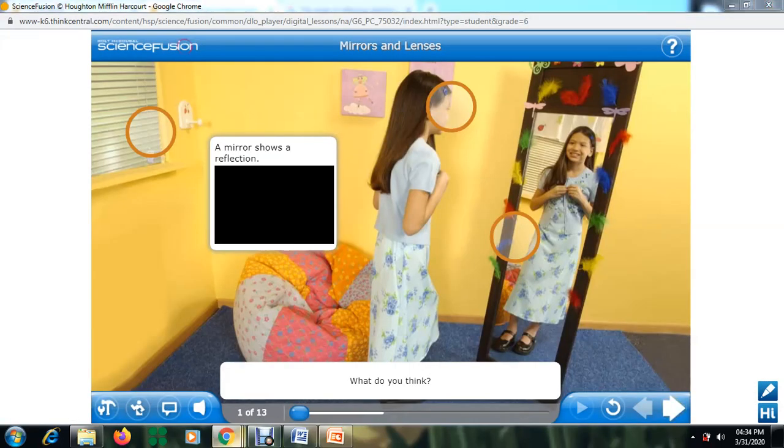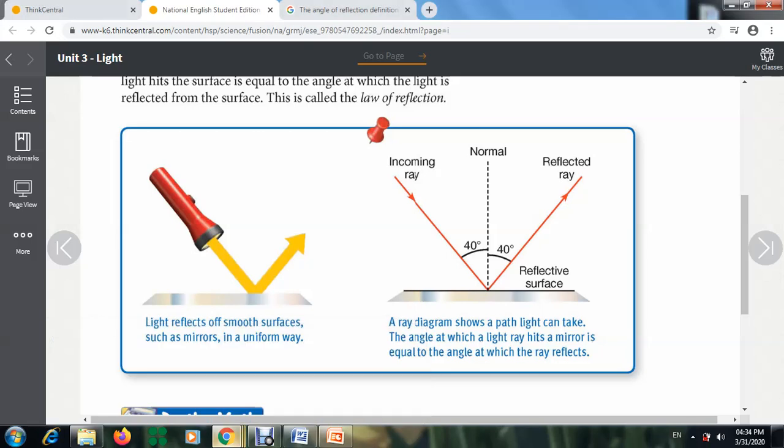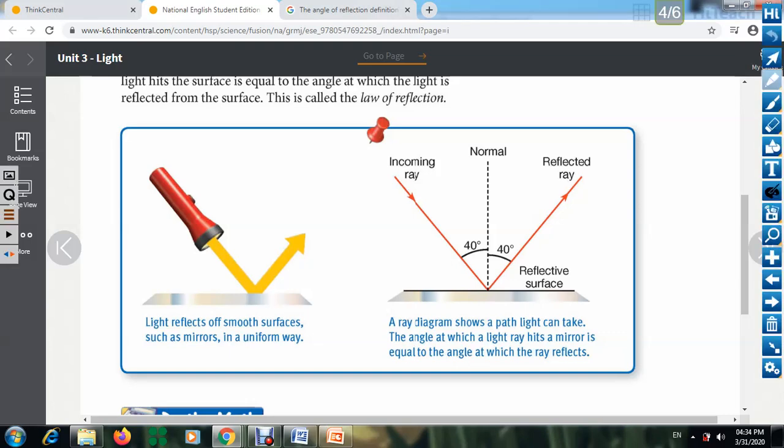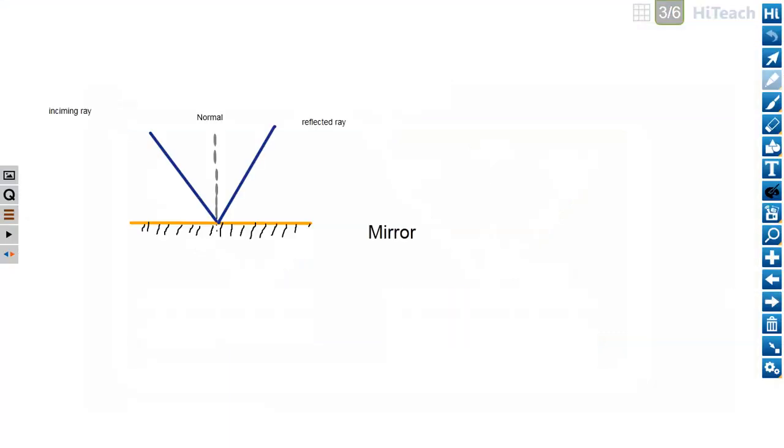Now, to understand the law of reflection, look at the figure in your book, page 106. You have a mirror, and you see lines, a red line, and labels called incoming ray, normal, and reflected ray. To understand what I'm talking about, what is the incoming ray, what is the normal, what is the reflected ray, look at this one.